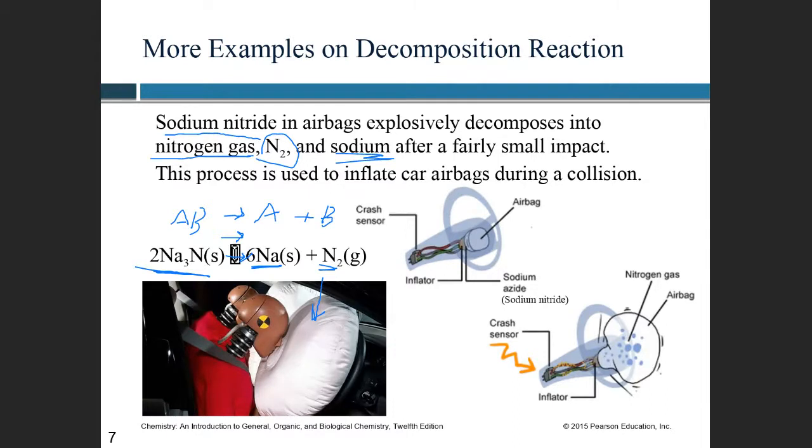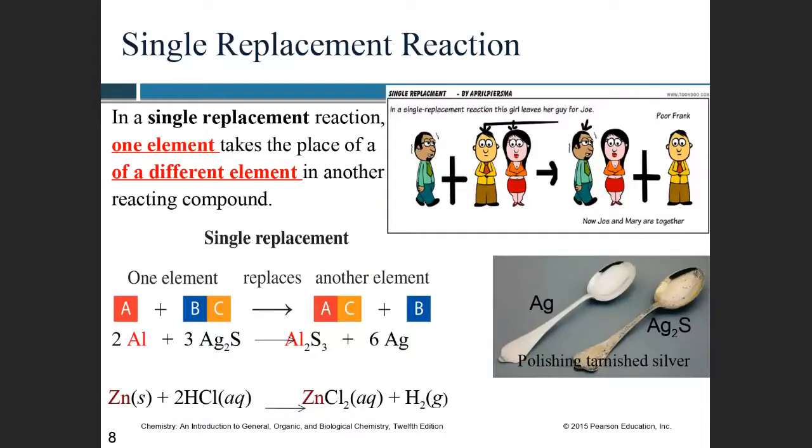So let's go to the third type. The third type of the chemical reactions is called single replacement reactions. In the single replacement reaction, we have one element that takes the place of a different element in another reactant compound. Let's have an example. I have a reactant A and the other reactant is BC, that's a compound.